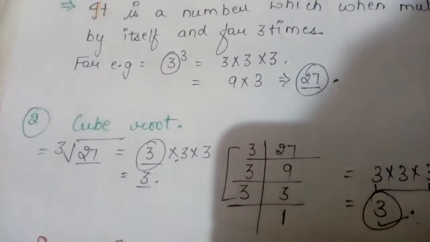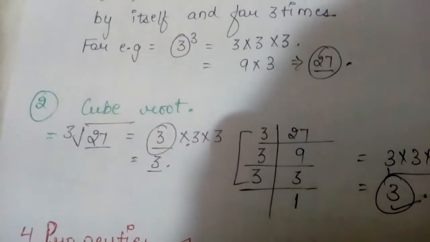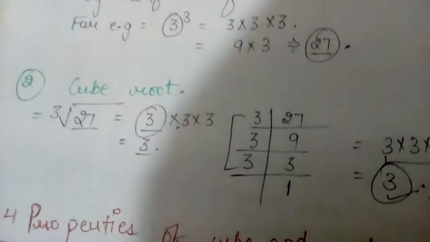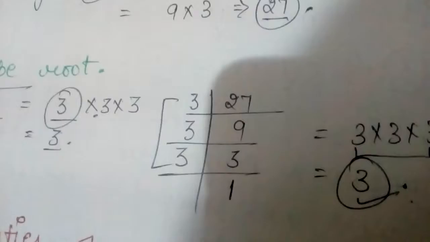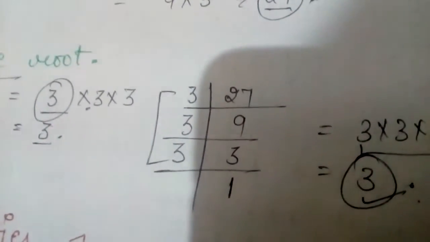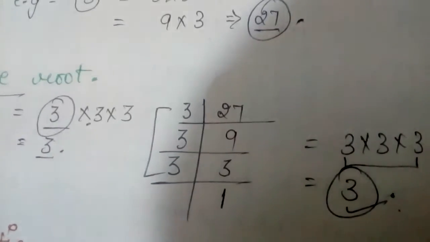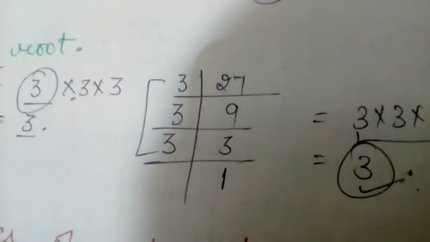Now we see cube root. What is the cube root? It is just the opposite method of cube. So how can we find the cube root of a number? We have to find the prime factorization of that number. So what is the prime factorization? It is just the same as LCM. You all know what LCM is and how you can find the LCM. So it is the same as LCM.